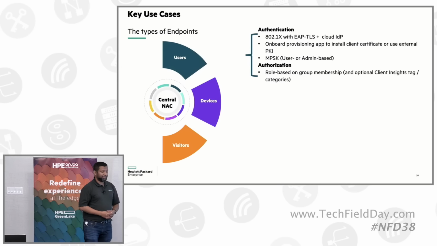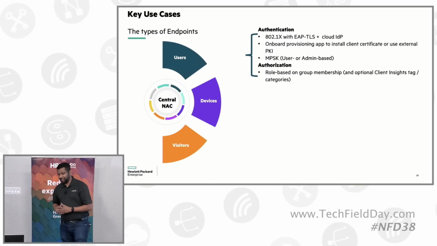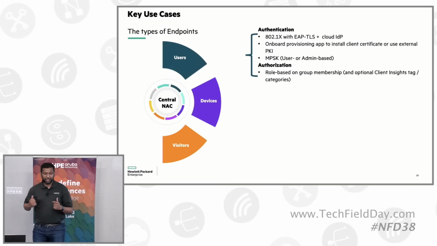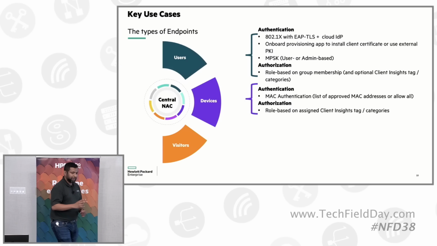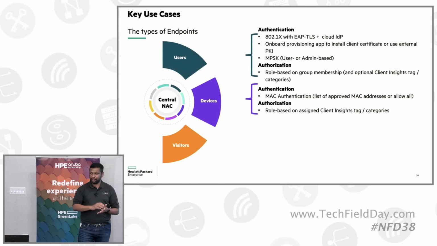For user authentication, we also have MPSK-based workflows. MPSK is multi-pre-shared key, and there are two flavors of MPSK. There's the user-based MPSK, where a user logs in using their cloud IDP credential and generates a pre-shared key that's unique to that user, and then the user can connect all their personal devices. This is really useful for dorm room scenarios where I have a bunch of personal devices I want to connect. MPSK lets me do that.